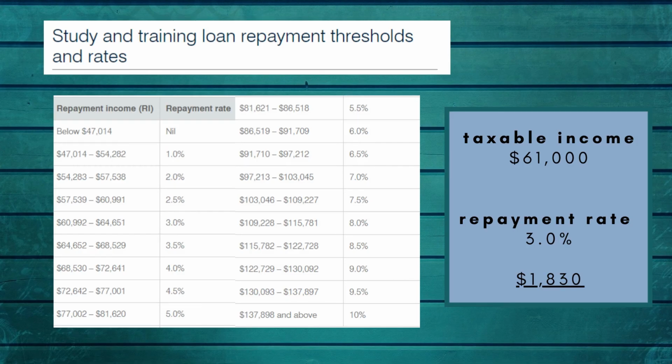Here is the 2022 financial year's repayment income thresholds and rates. The repayment percentage incrementally creeps up the higher the amount that you earn. Let's take the example of a taxable income of $61,000. The repayment rate applied is 3%. The 3% is not off the balance owing, but is applied against the $61,000 taxable income. Therefore, the 3% repayment rate will be applied and the repayment owed is $1,830.